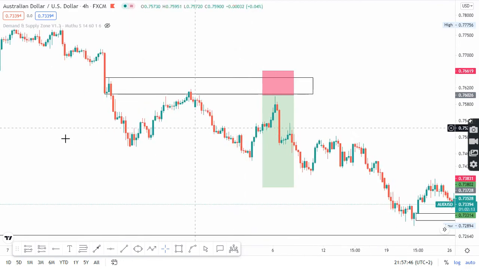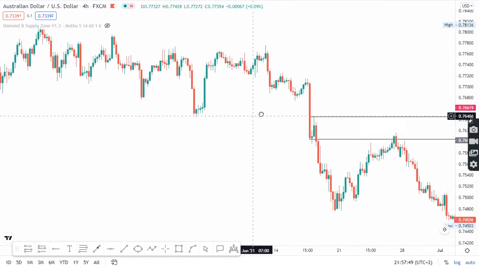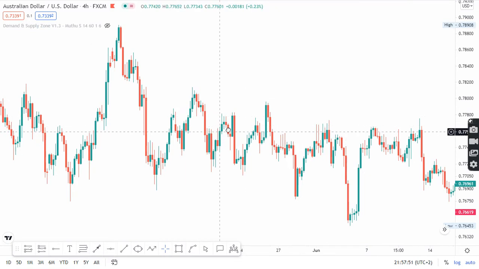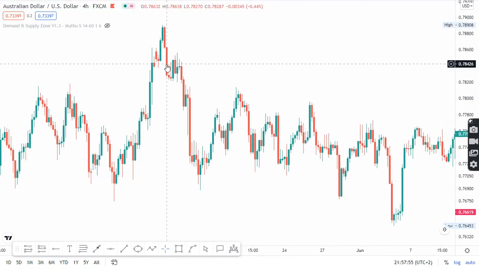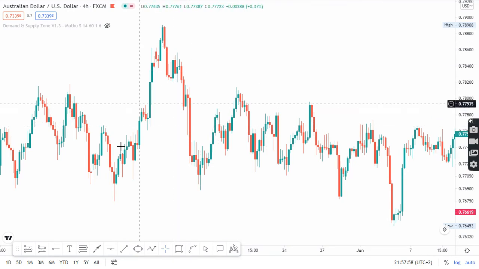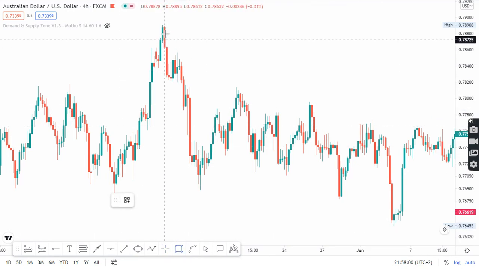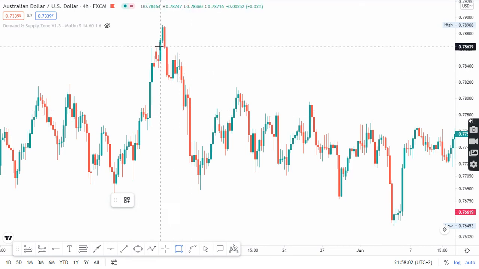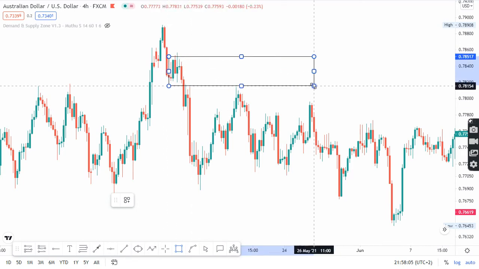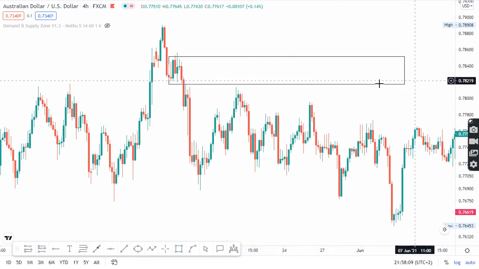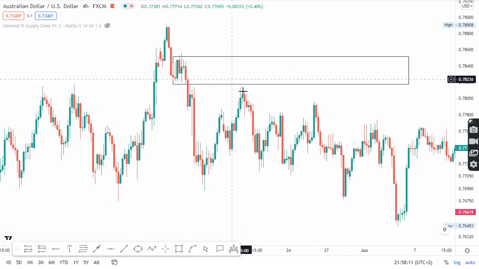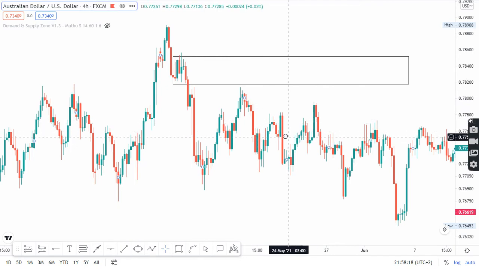Let's look for another drop-base-drop. Let's see if we can find another one. Okay, drop base drop. We had a drop base drop. What do we do? We cover this consolidation here, and we simply wait for price to come back to that level. And did the price come back to that level? Yes, it did slightly, and it slightly touched our level here, and this was good enough to sell.